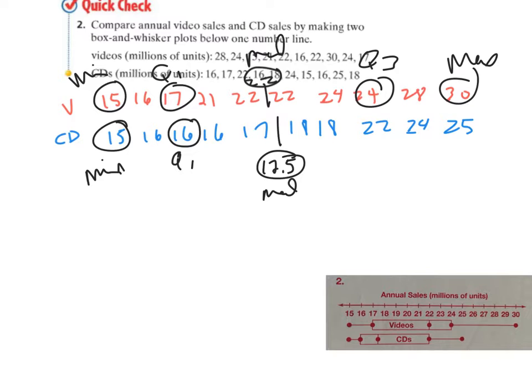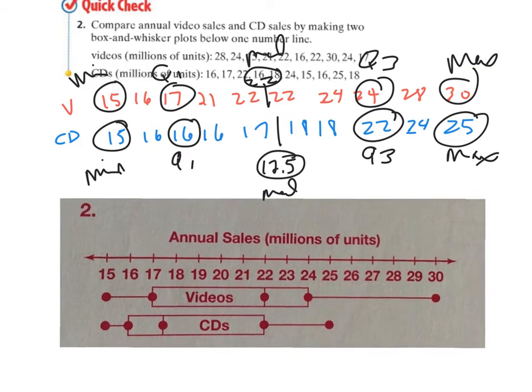And in the upper half, this 22 right here is quartile 3. And this is the maximum. Okay? So now, put these two together on a number line. It looks like this number line goes from 15 to about 30. I'm going to bring up the pre-made one so it's clearer than my handwriting.